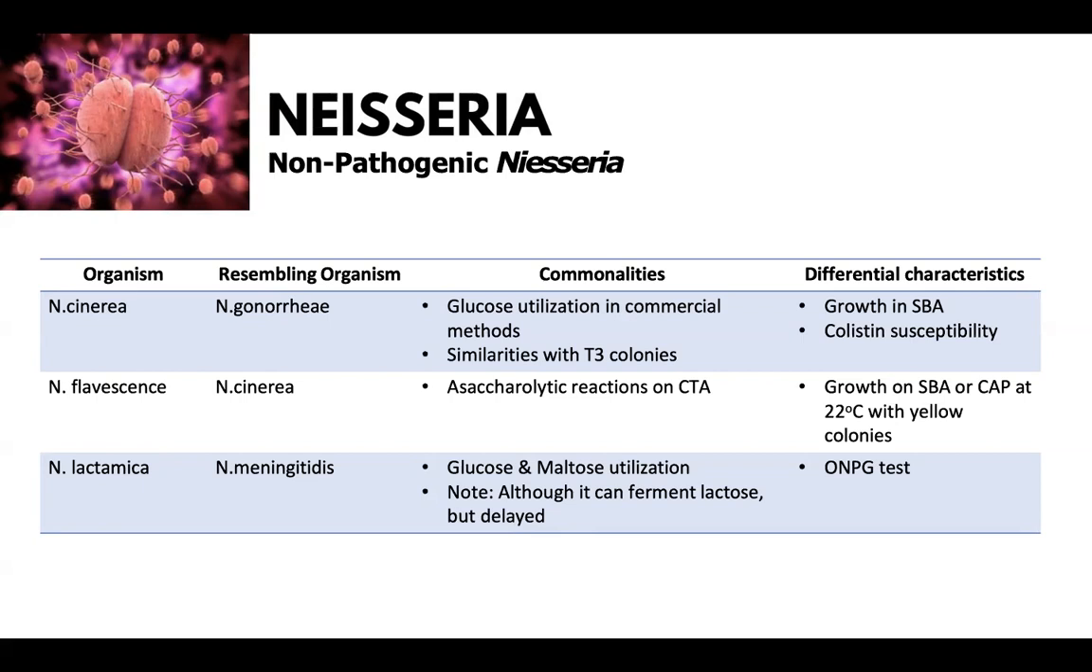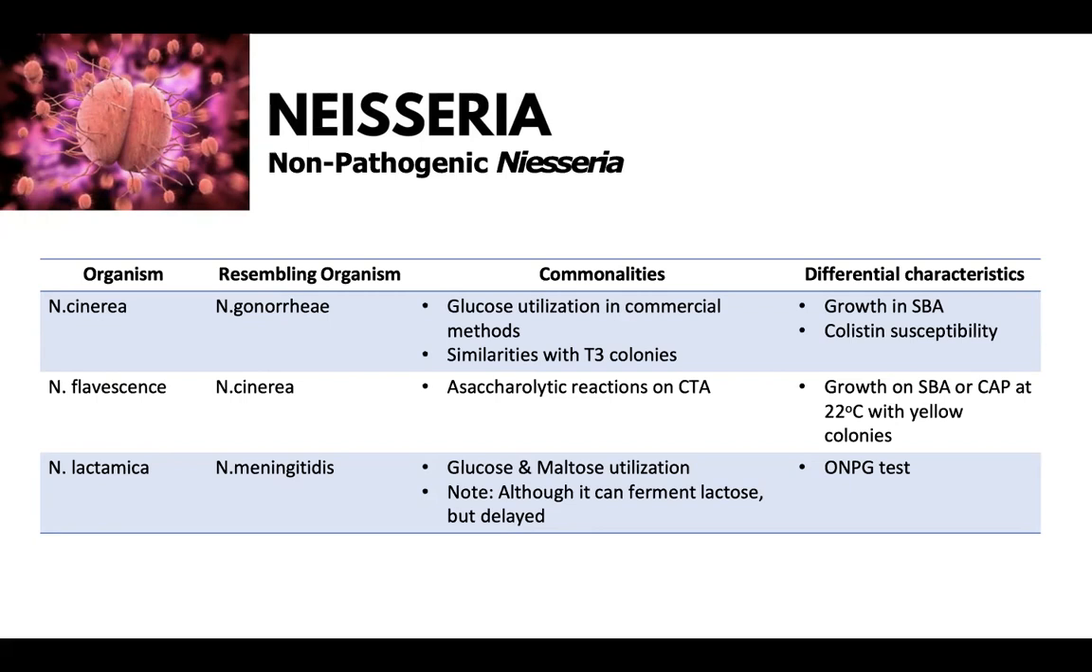To differentiate them, your Neisseria cinerea can grow on SBA and it is susceptible to colistin. Si flavescens naman would mimic cinerea. To differentiate them, your flavescens can grow on SBA or CAP at 22 degrees Celsius and produce yellow-colored colonies. And for lactamica, si lactamica is similar to meningitidis. Pareho sila glucose and maltose.